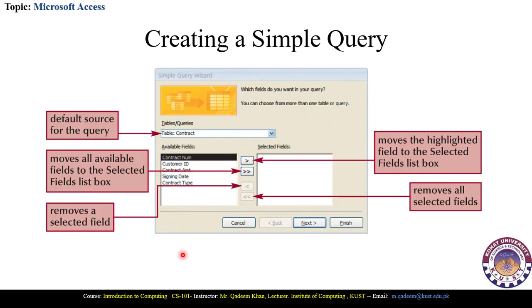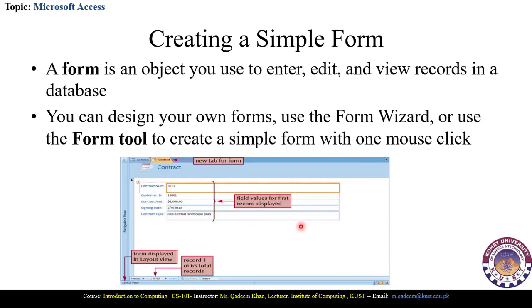Then we will use certain query attributes. For example, if I want to access the contract number, then I will add this field here, and then click on next to define the query. Then we will create a certain form here. This is a very important topic, how to create a form, that is a simple form.